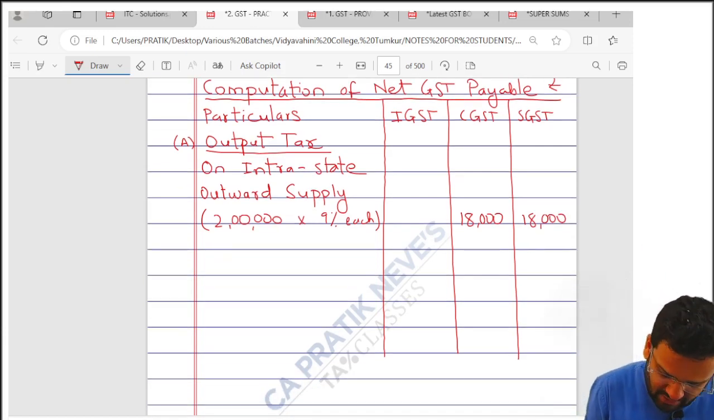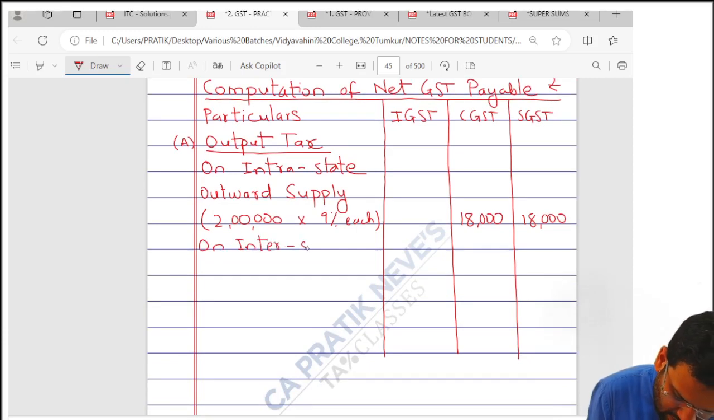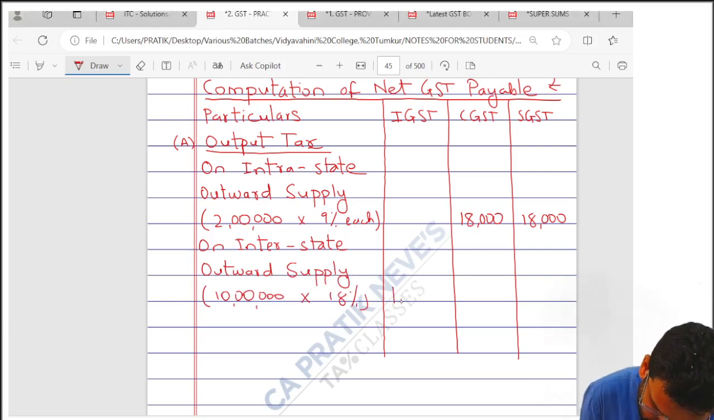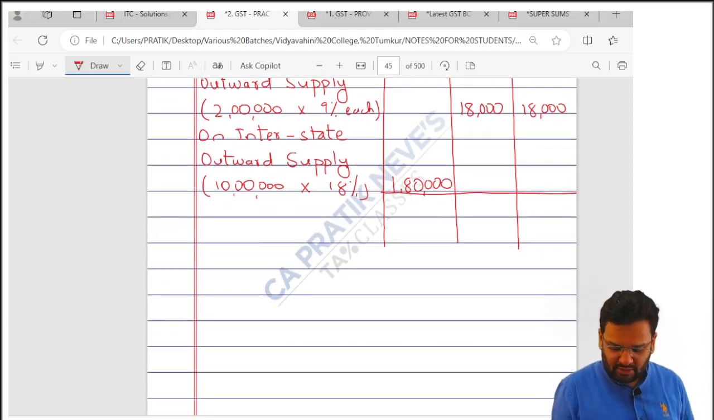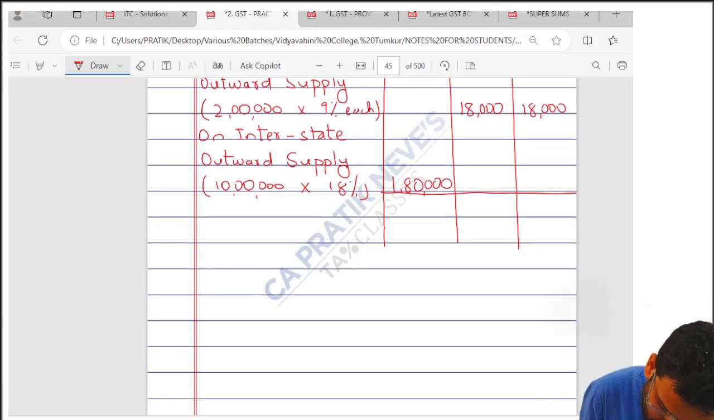Then on interstate outward supply, what is interstate outward supply? So friends, 10 lakh into 18%. 1 lakh 80,000 of what? IGST. So can you take total? 1 lakh 80,000, 18,000, 18,000.